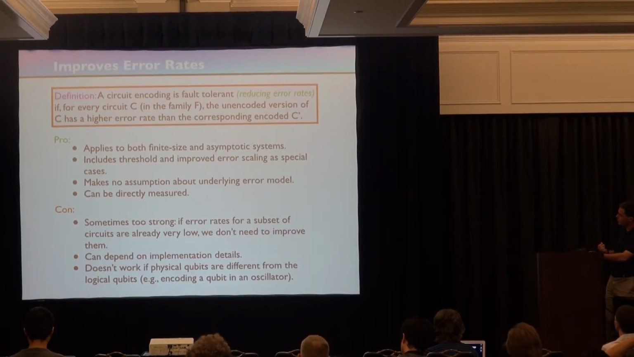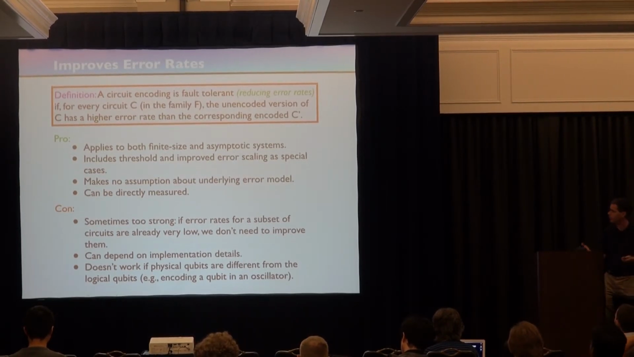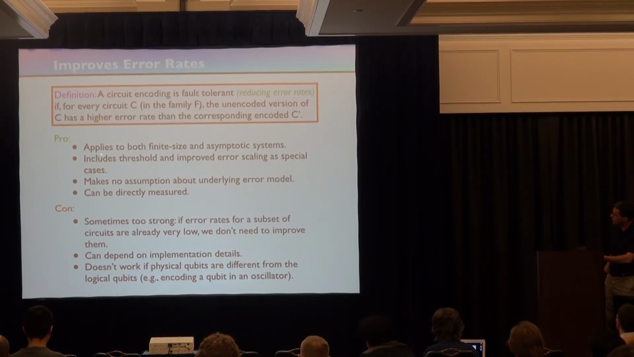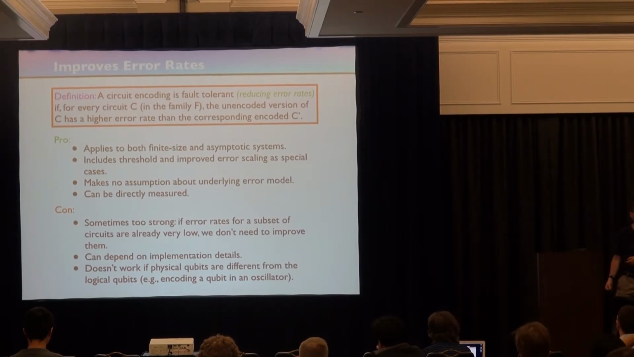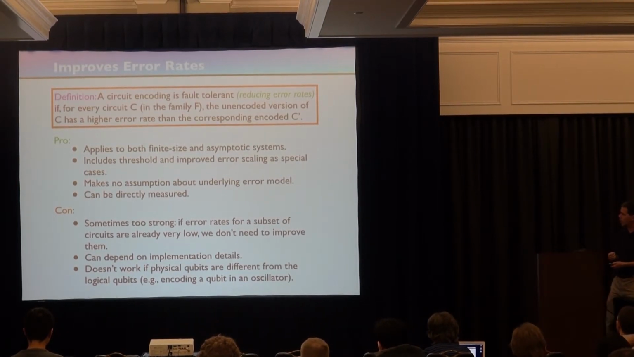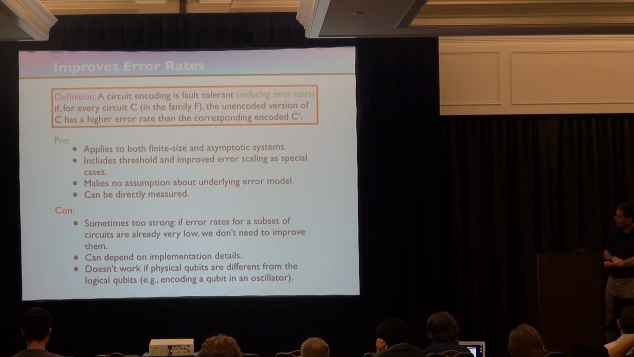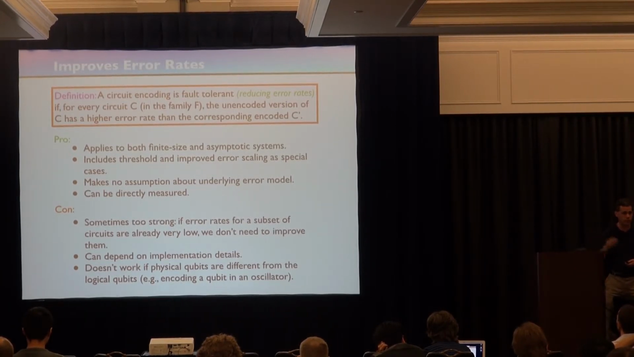It's good because it applies both to finite size and asymptotic systems, just in exactly the same way. The threshold includes the improved error scaling as special cases. And it's pretty similar to the last one, too, in some contexts. And it doesn't make an assumption about the error model. It can be directly measured, at least, again, in principle, by trying all the circuits in the family and seeing whether you get an improvement in error rate.